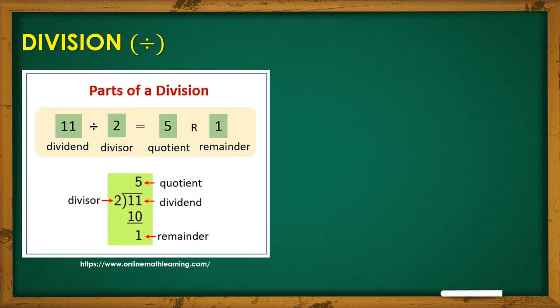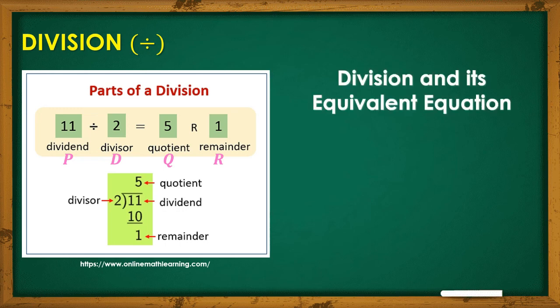Ngayon naman, let's recall about division. Ano ba ang mga parts ng division? So, natutunan natin before that we have the dividend, divisor, quotient, and remainder. Let's use letters for these parts. P for dividend, D for divisor, Q for quotient, and R for remainder. So, ang importanteng dapat nating i-recall for this lesson is the division and its equivalent equation.